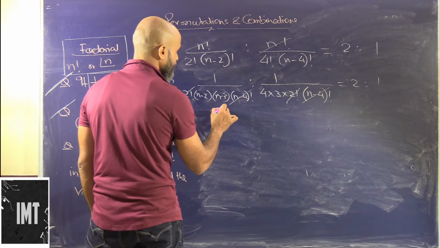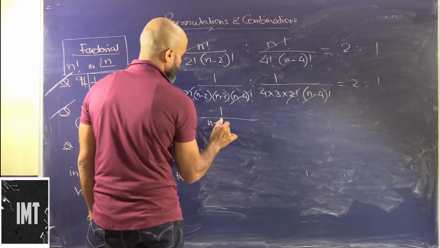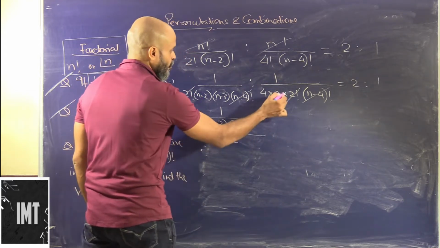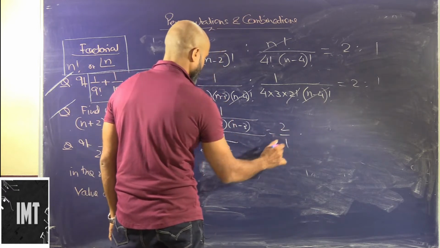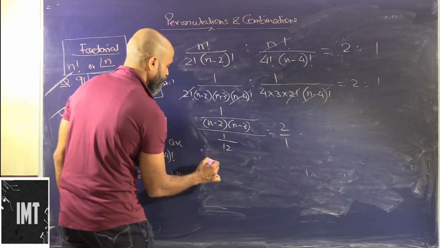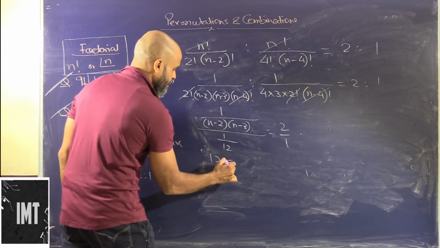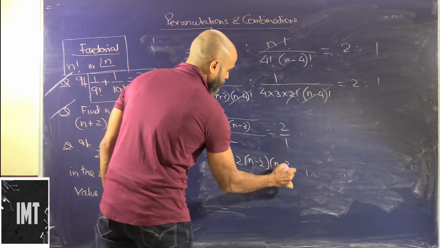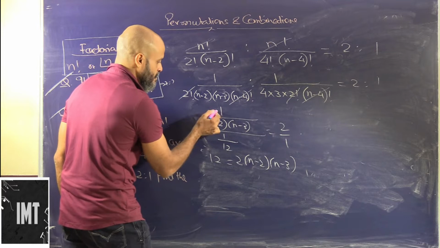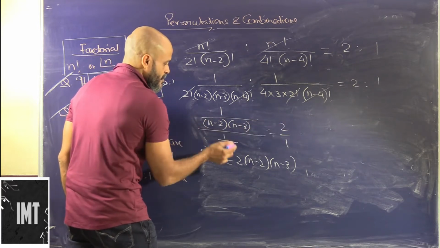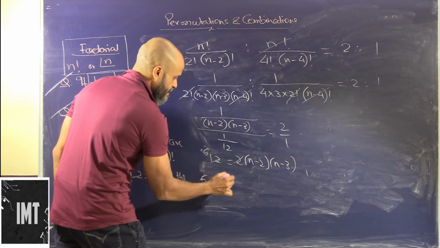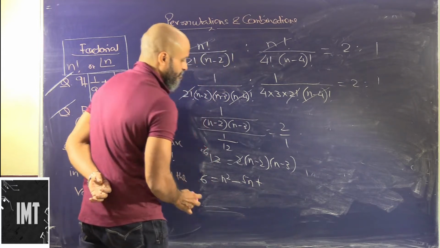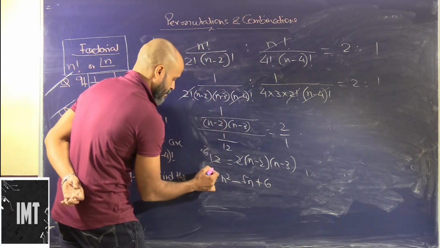So what we have here is 1 by n minus 2 into n minus 3 upon 1 by 4 into 3, that is 12, is equal to 2:1. So this will be 12 into 1 is equal to 2 into n minus 2 into n minus 3. So 12 goes up and this one comes down. So 2 into n minus 2, so this will be 6. 6 is equal to n square minus 5n plus 6.